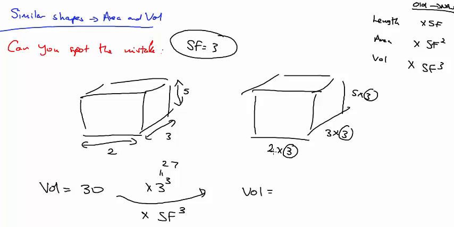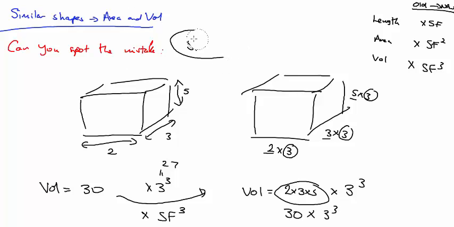When you think of the volume, you've got your original, 235, and then you're timesing it by 3, times 3, times 3. That's why you can take your original volume and just times it by 3 cubed. That's why that works.